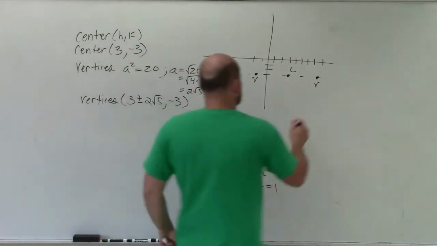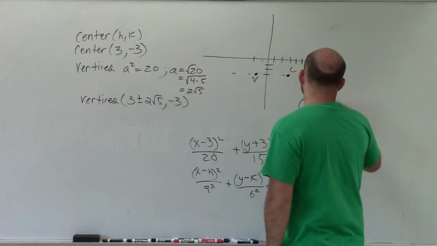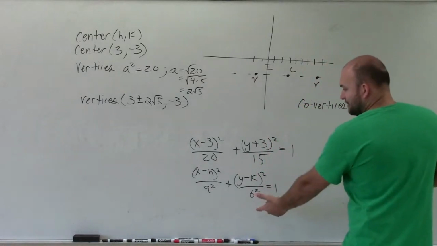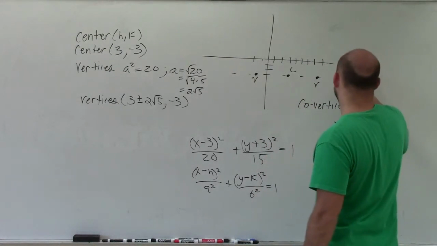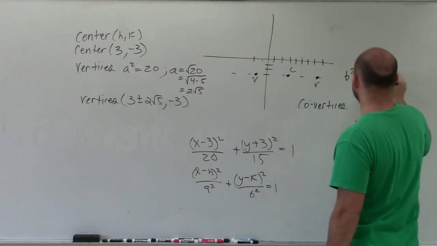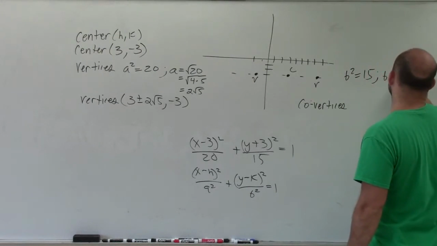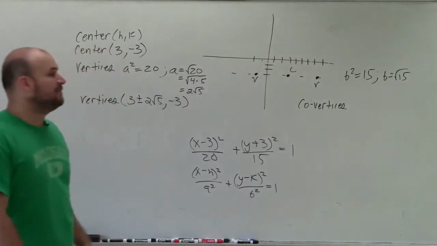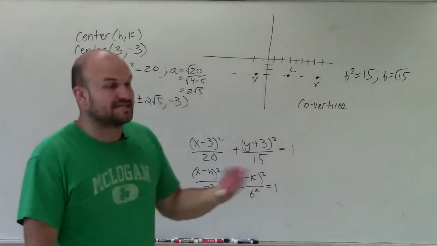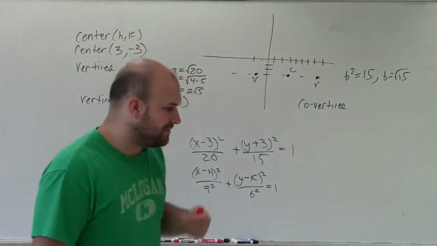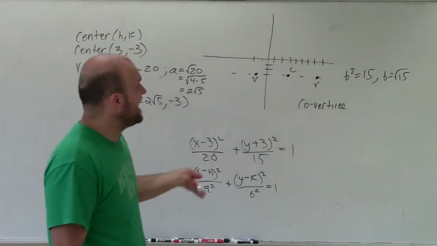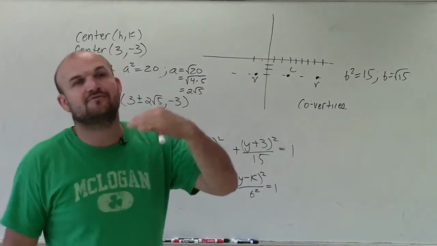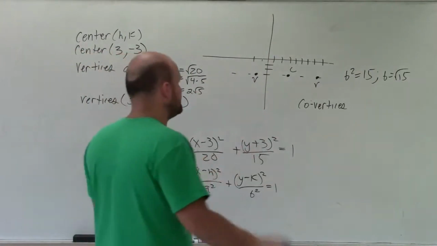Next thing, let's do the covertices. I'll put those over here. The covertices have a distance of b. Well, b squared equals 15, so therefore b equals the square root of 15. Now this one we can't simplify, which is fine, but we still need to identify the decimal version of that. It's going to be between 3 and 4, because 3 squared is 9, and 4 squared is 16. So it's some decimal between 3 and 4.